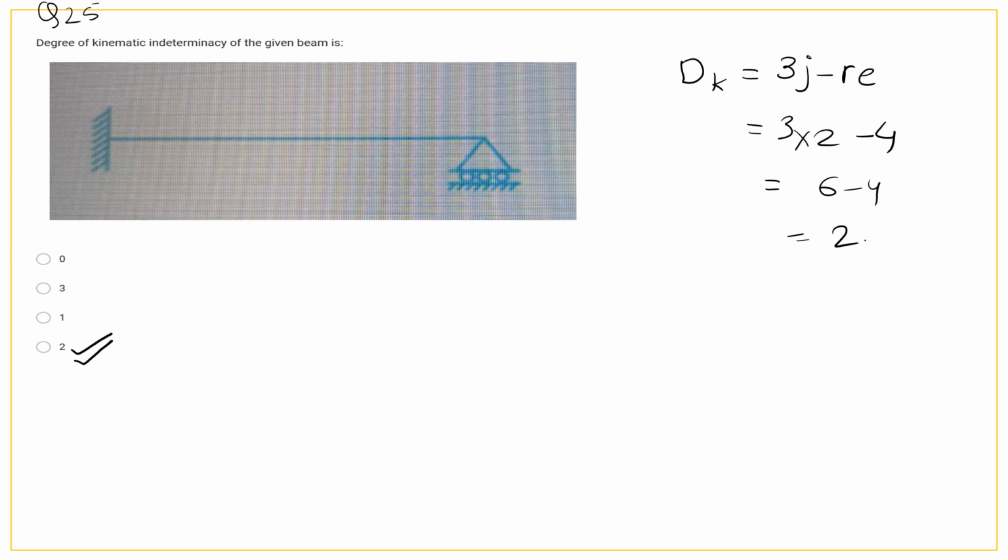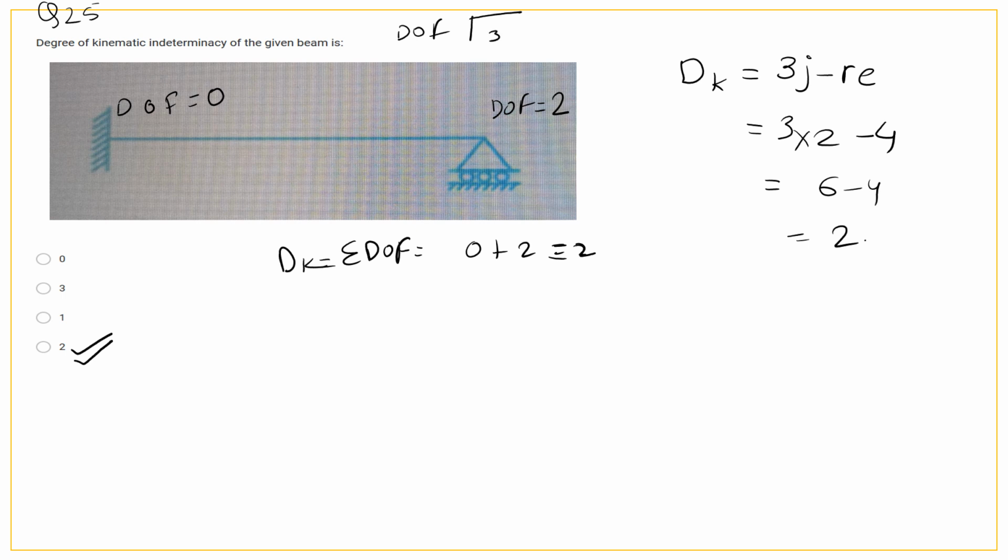Here the fixed beam is given. If fixed beam is there, then the degree of freedom for fixed beam is 0 and the degree of freedom for the roller support is 2. By adding the degrees of freedom, the summation of degree of freedom is equal to Dk. So here 0 plus 2 equals 2. So this is how you calculate the kinematic indeterminacy, and the degree of freedom for the rigid frame is 3 and for the hinge support is 1.